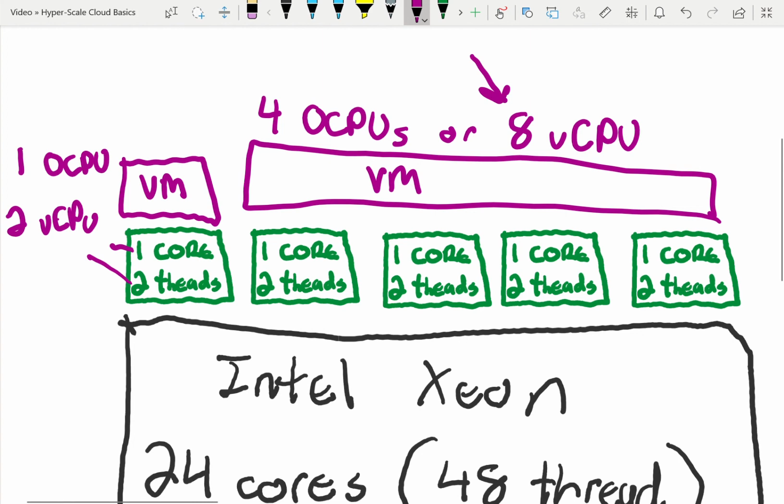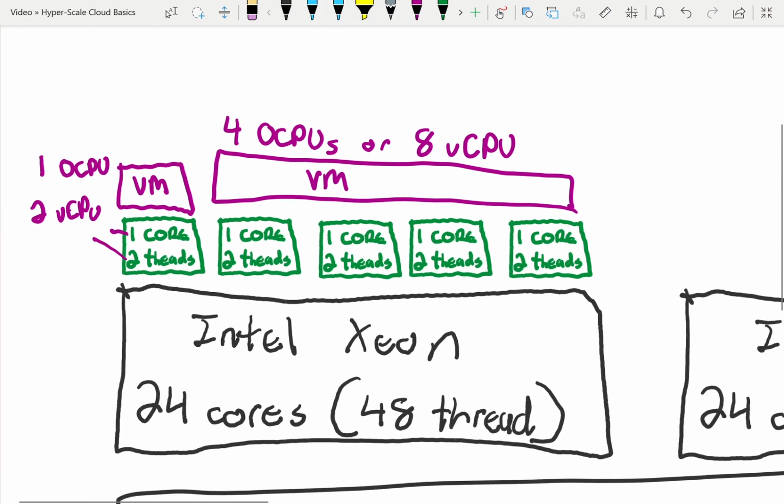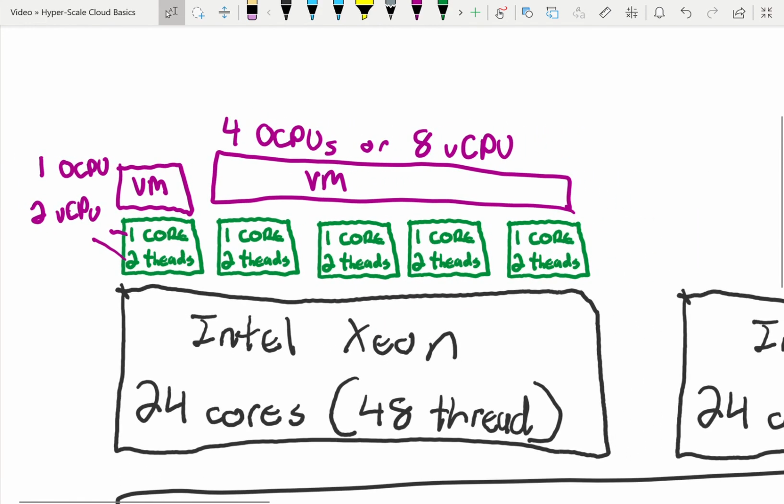So really key, very fundamental to understand the difference between an OCPU and a vCPU, and when one metric is important versus the other metric.